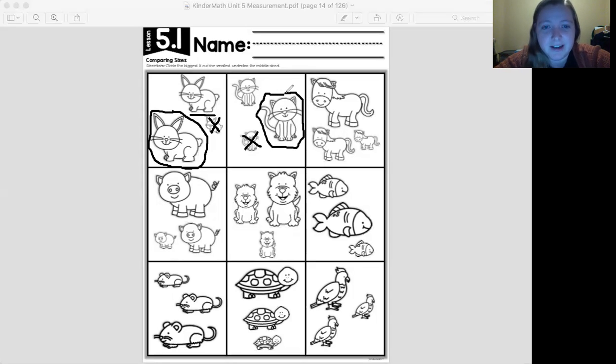Awesome work. Now I want you to put your finger on the middle-sized kitty cat. That's the one that's not the biggest. It's not the smallest. It's in the middle. It's the middle-sized kitty cat. Put your finger on it. Awesome. It should be this one right here. And what do we do with it? We underline it or put a line underneath it.